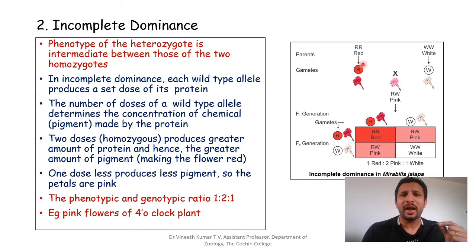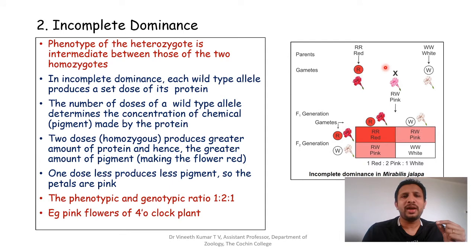In this example of incomplete dominance, the wild type is the red-colored flowers. The allele present in the wild type produces a dose of a particular protein. That protein may be an enzyme responsible for producing a particular pigment. When that enzyme is present, a biosynthetic pathway may be catalyzed, resulting in the production of the pigment that gives the color of the flower. The number of doses of the wild type determines the concentration of the pigment made by the protein.